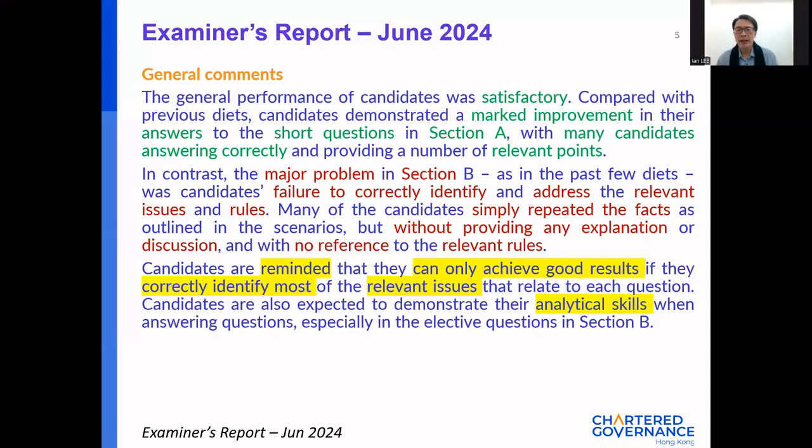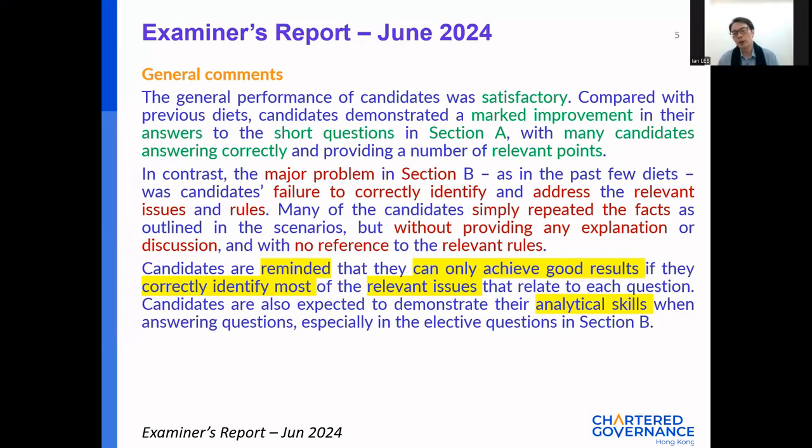Candidates are reminded that they can only achieve good results if they correctly identify most of the relevant issues that relate to each question. So this is the one I was talking about. For most Section B questions, I skimmed through all the different past exam questions. Generally speaking, two issues, generally two or three, depending on the question. So that's why it is important at the very beginning to read the question carefully and then ask yourself, what are the main issues? In most cases, it's one or two. Sometimes it's three. So if you can already identify one or two issues at the beginning, you're doing very well.